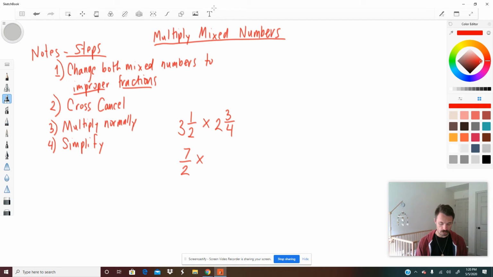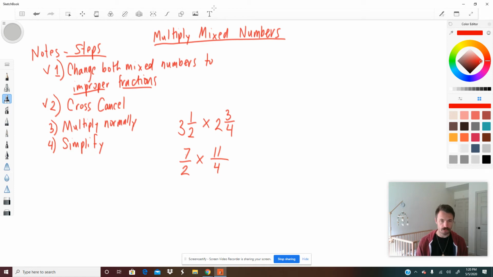Times 2 times 4 is 8 plus 3 is 11. So 11 is your numerator and the denominator stays the same. Okay. So we did step 1, which is change both mixed numbers to improper fractions. Step 2 is cross cancel, and that's you cross cancel if you can. You can't always. In this case, you can't because there's no common factors between 7 and 4, and there's no common factors between 2 and 11. So that's step 2.